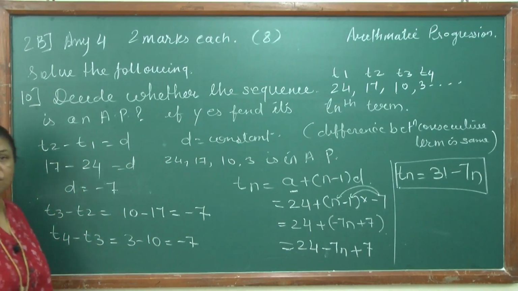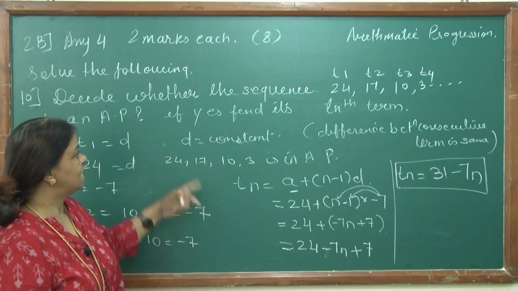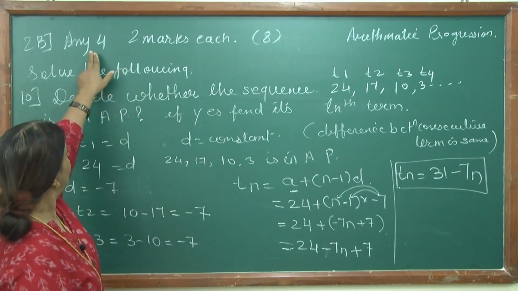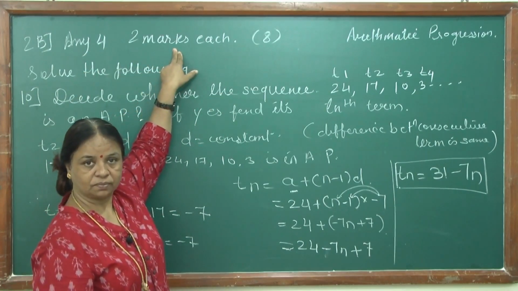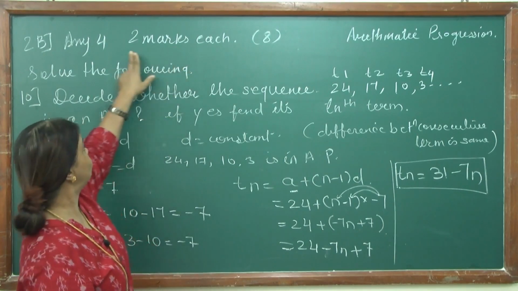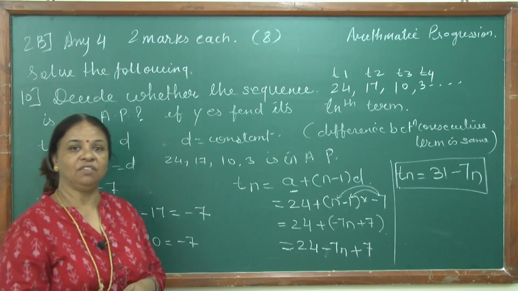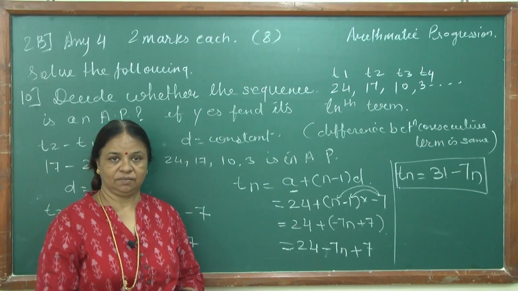You can pause the video and solve. So this completes our arithmetic progression 2 marks question activity as well as solve the following. Now we will begin with probability 2 marks question.